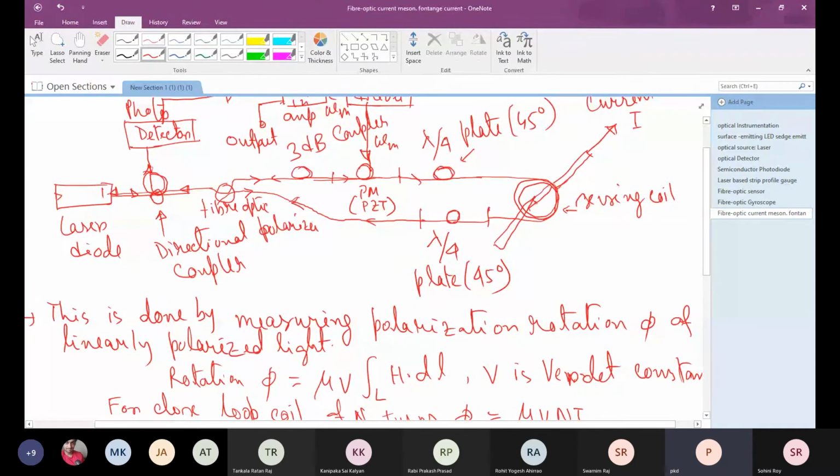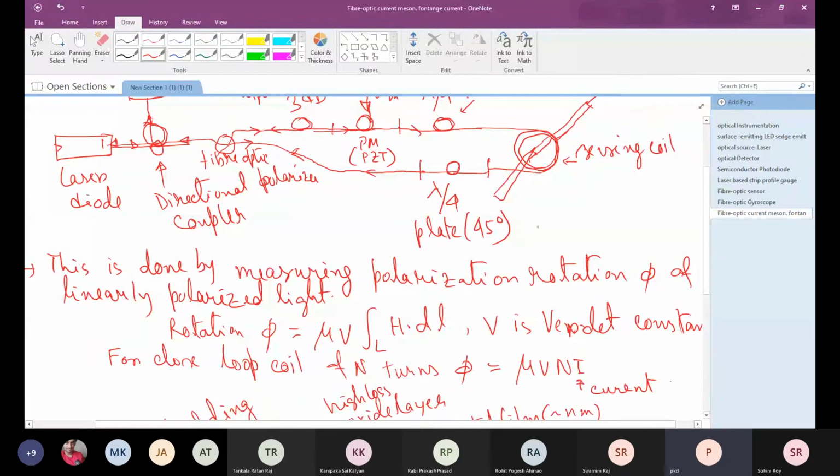So basically what is happening is that the magnetic field gives rise to a rotation of the polarization angle by this. This V is the Verdet constant and H is the magnetic field, and the component along the light propagation direction is taken, H dot dl, by the dot product, and that gives rise to the rotation of the polarization angle.